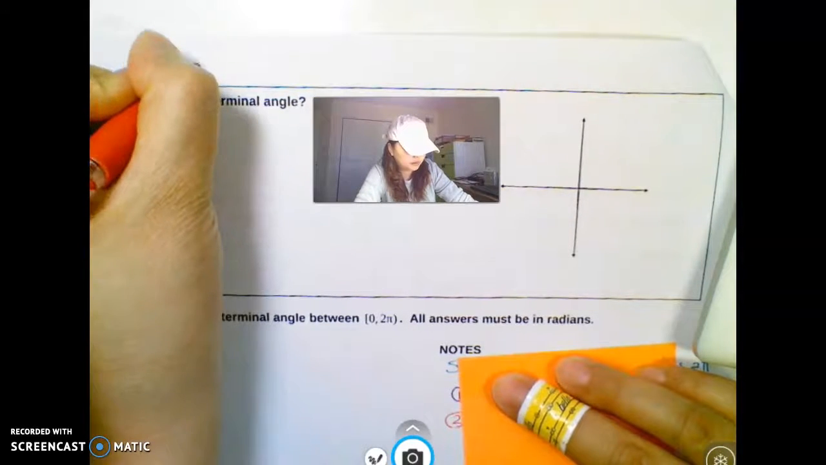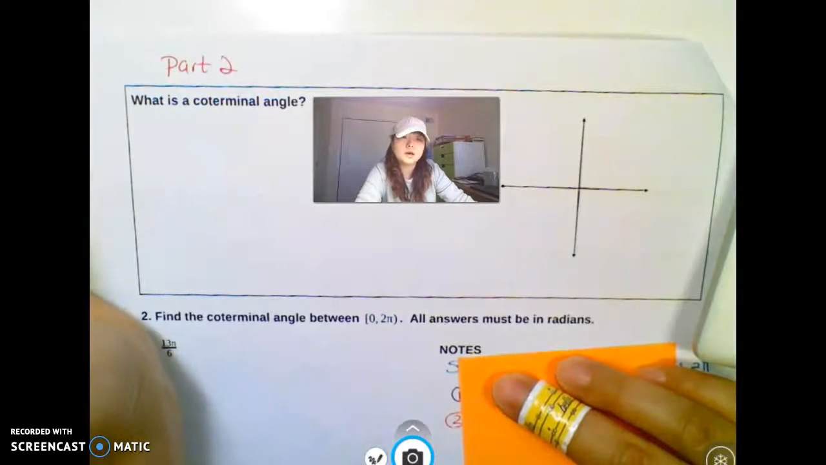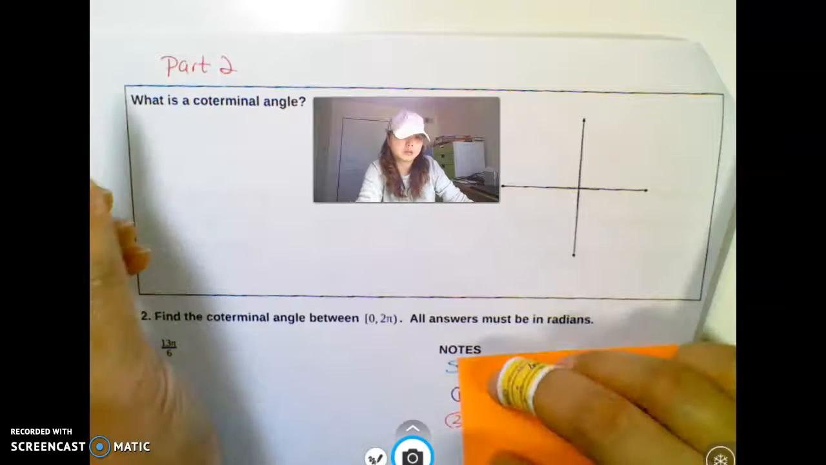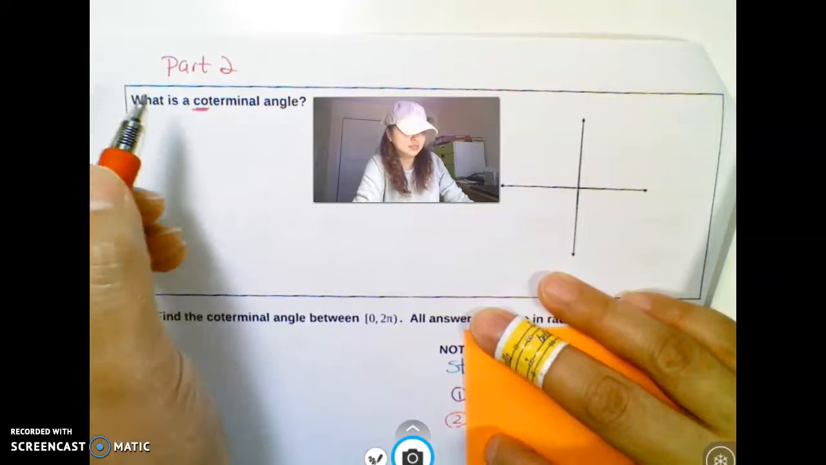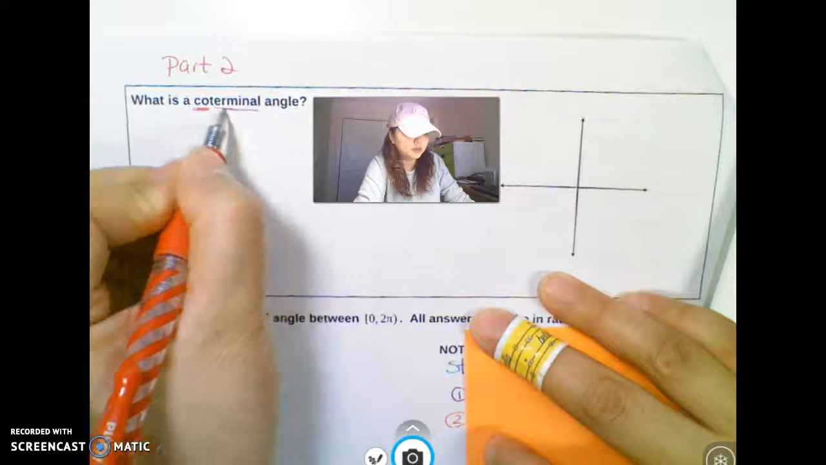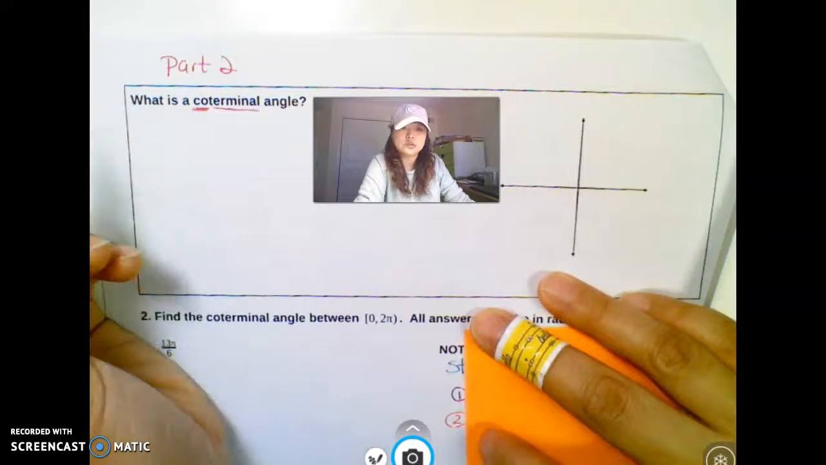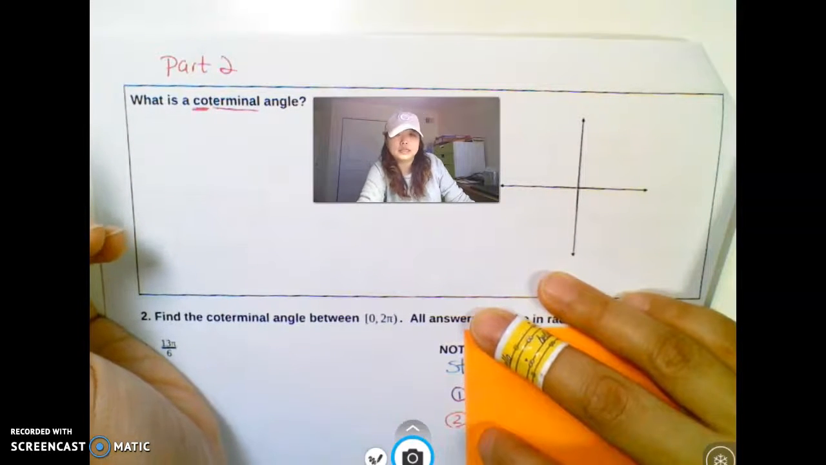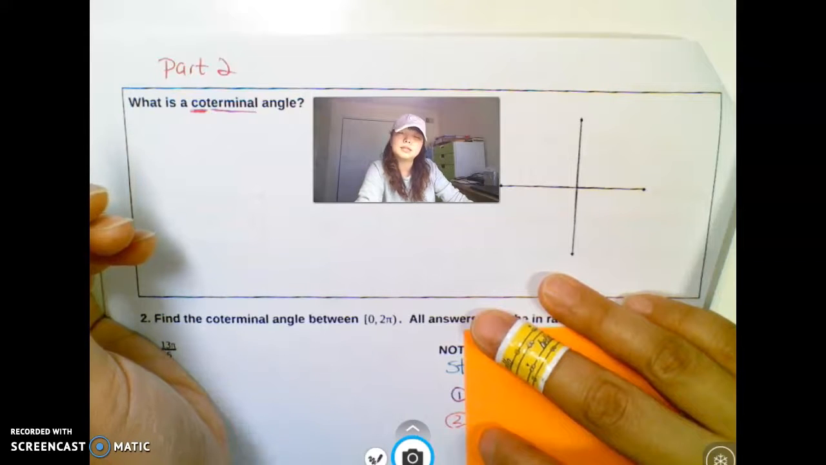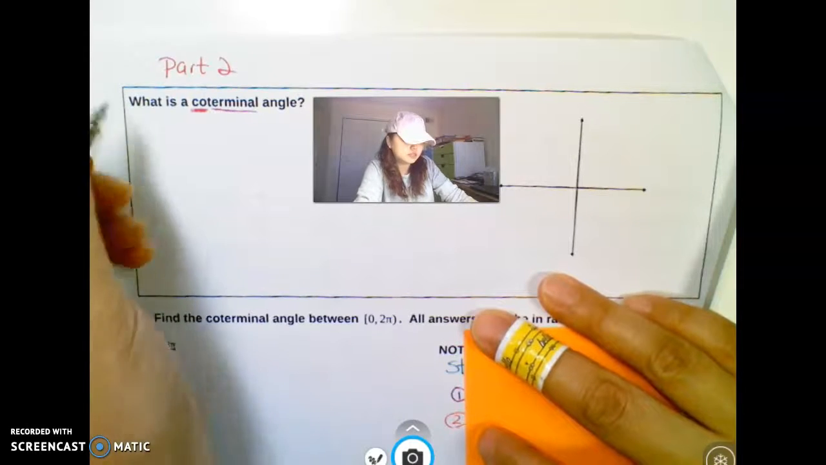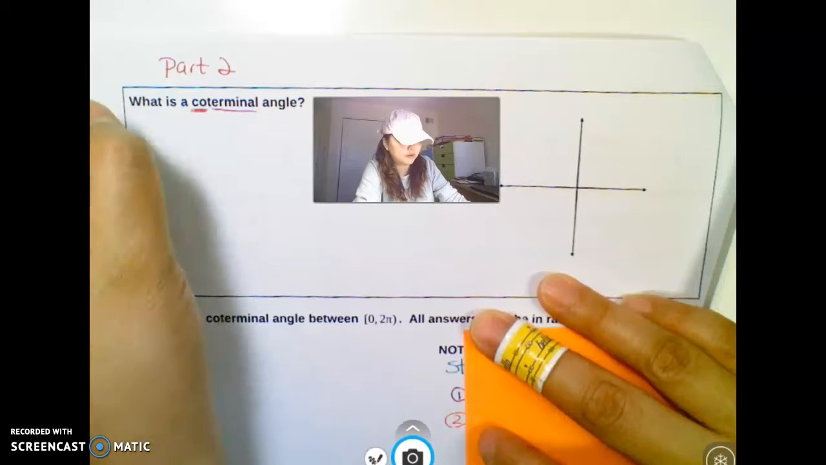So part 2, what is a coterminal angle? I'm sure you can figure out from the word co, like co-captain, coexist. Terminal means ending. So a coterminal angle is one that has the ends in the same angle, ends in the same way. So let's write the definition first.